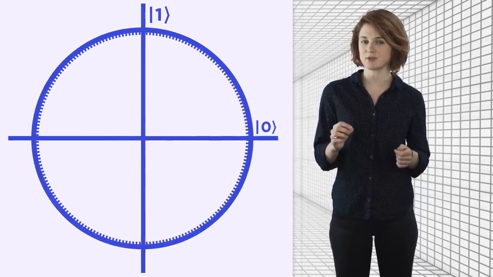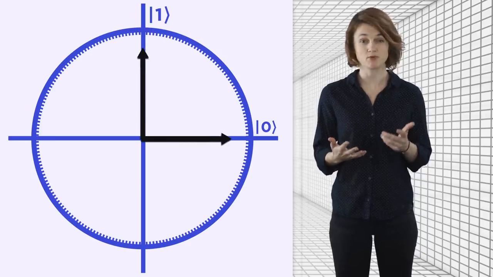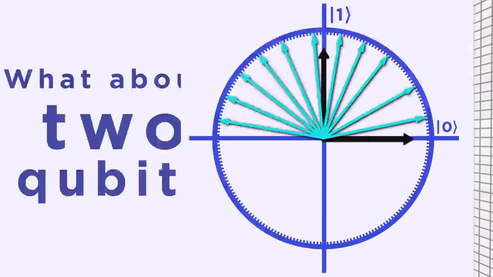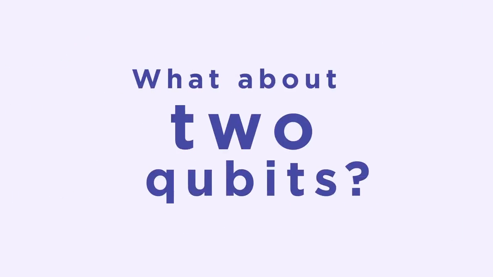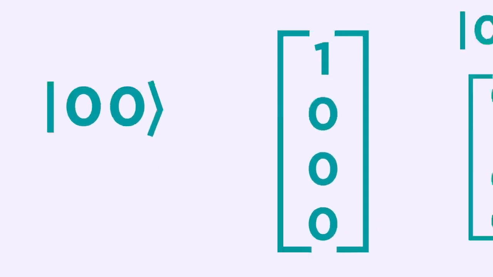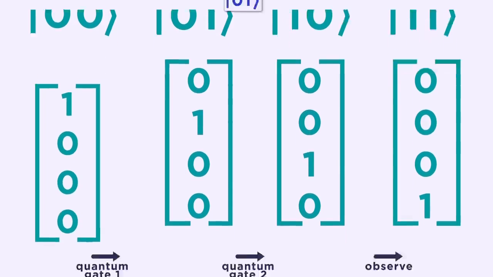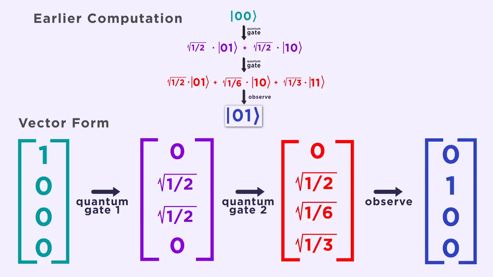A classical computer can only point up or right, but a quantum computer uses much more of the circle. What about 2 qubits? It takes a 4-dimensional vector to represent the 4 possible states. Here's the earlier computation in vector form.